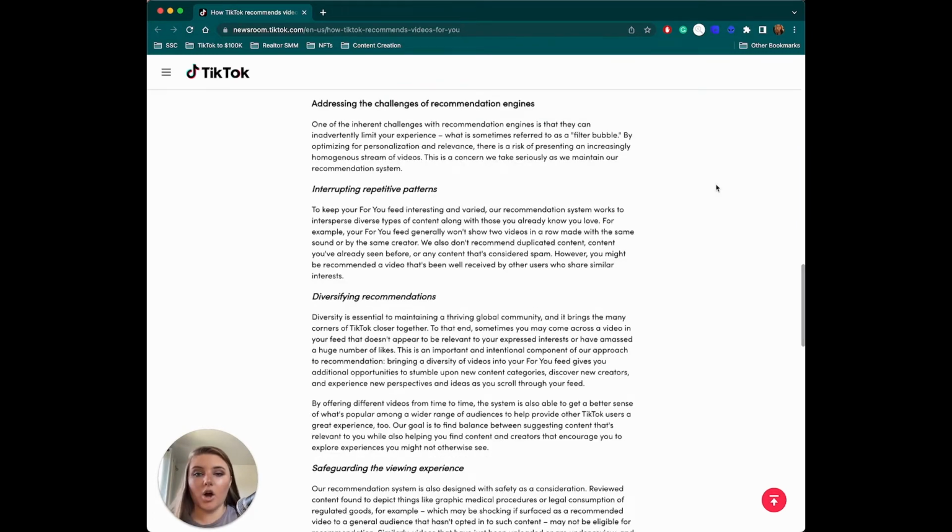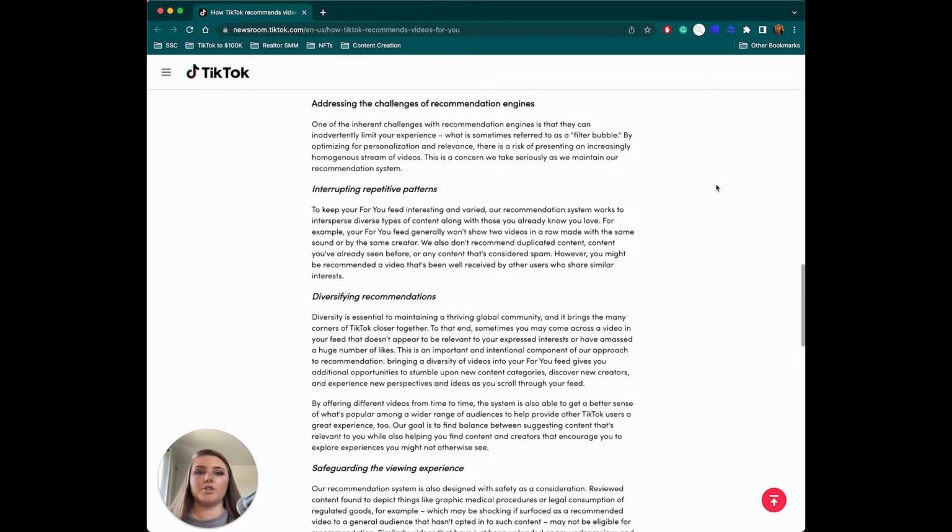Okay, so TikTok also talks about the challenges of having a recommendation engine, which is a very different engine or algorithm than Instagram and Facebook have. One of the big challenges with recommendation engines is they can start to limit your experience, which is what they call a filter bubble. By optimizing for personalization and relevance, there is a risk that the user will only continue to see content they like and no other forms of videos. So that could be a big problem, right?